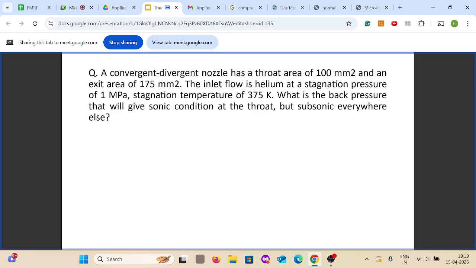So next is we have a convergent divergent nozzle which has a throat area of 100 millimeter square and an exit area of 175 millimeter square. So the inlet flow is helium at stagnation pressure of 1 megapascal and then stagnation temperature of 375 Kelvin. What is the back pressure that will give sonic condition at the throat but subsonic everywhere else?